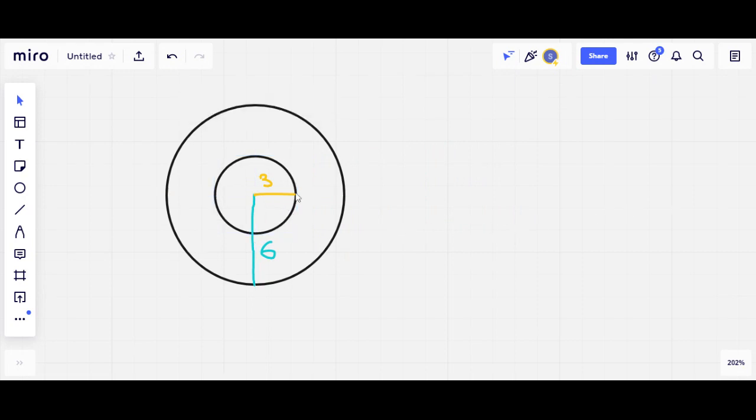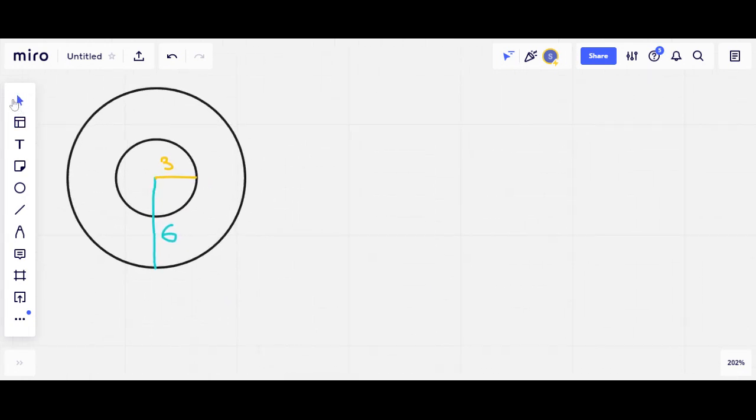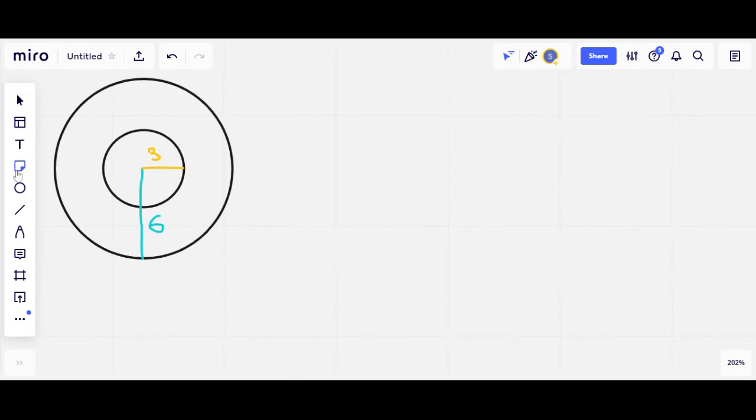So we're given two different radii, which is a plural of radius. So we've got a radius here of 3 for the smaller circle and a radius of 6 for the larger circle. So let's start with finding the area of this smaller circle.